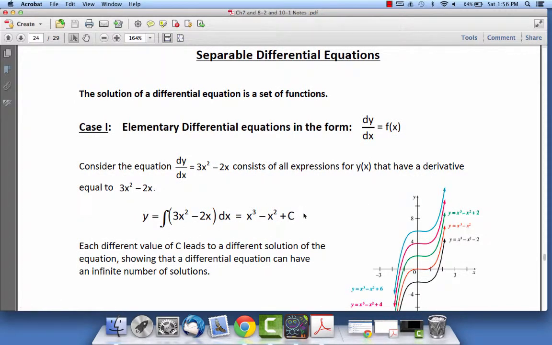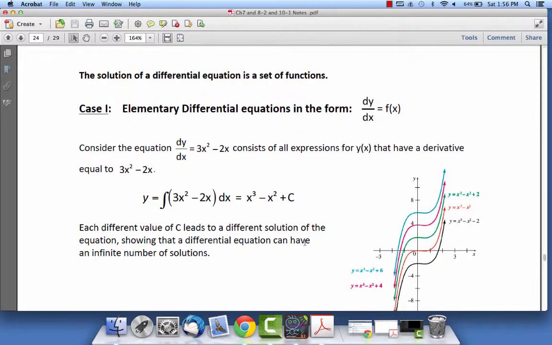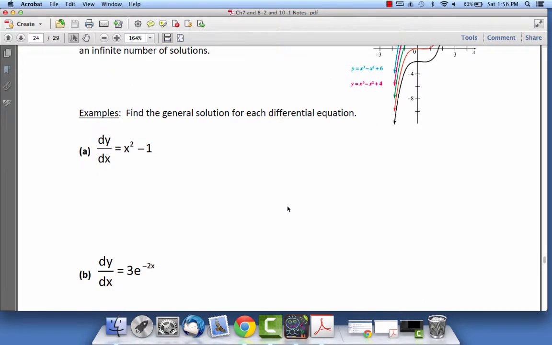Because every value of c, as we've discussed before, leads to a different solution, because you could have plus 2, plus pi, minus e, whatever, and the derivative would be the same, there are infinitely many solutions, but they're all the same up to a constant. So here we want to find the general solution for this, which is basically just integrate it.